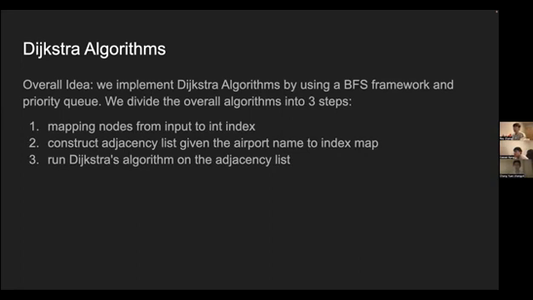So the overall idea of Dijkstra's algorithm: we implement it using a BFS framework and a priority queue. We divide the overall algorithm into three steps. Step one, mapping nodes from input to integer index. Step two, construct an adjacency list given the airport name to index map. Step three, run Dijkstra's algorithm on the adjacency list.